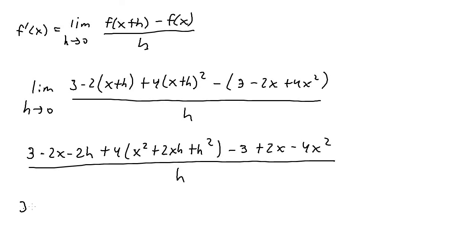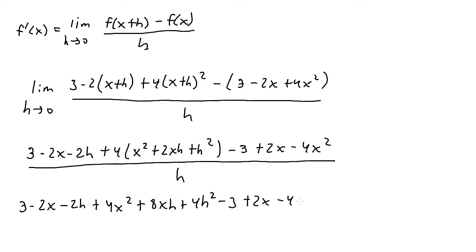So we have 3 minus 2x, or minus 2h, plus 4x squared, plus 4 times 2xh is 8xh, and then plus 4h squared. And we have minus 3 plus 2x, and then minus 4x squared, all over h. Now the good thing here is that many of these terms will cancel.